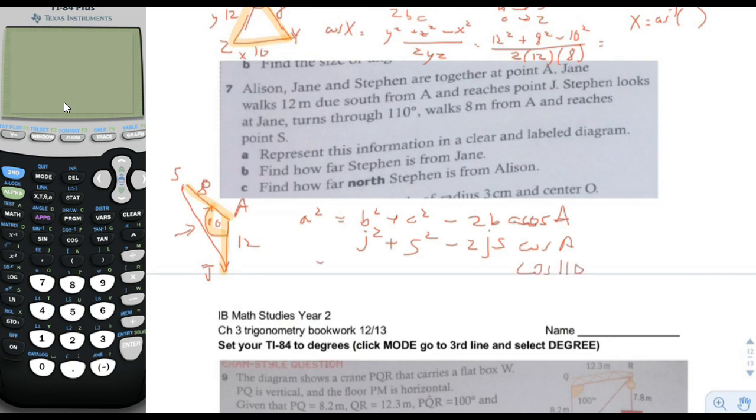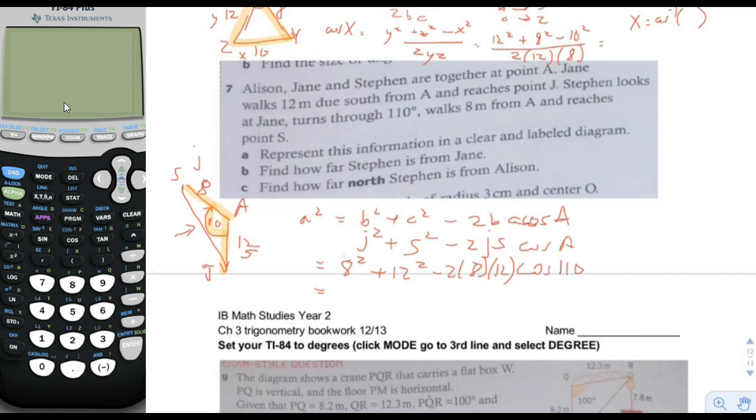Side j is going to be 8 squared, right? Because that's the opposite of vertex J. This is going to be j. This is going to be s. Okay, and s is going to be 12 squared, and then minus 2 times 8 times 12 cosine of 110.